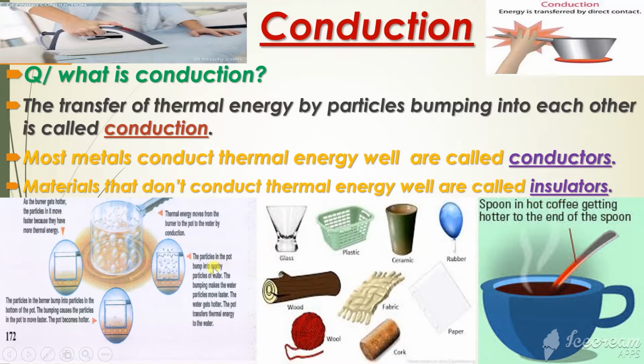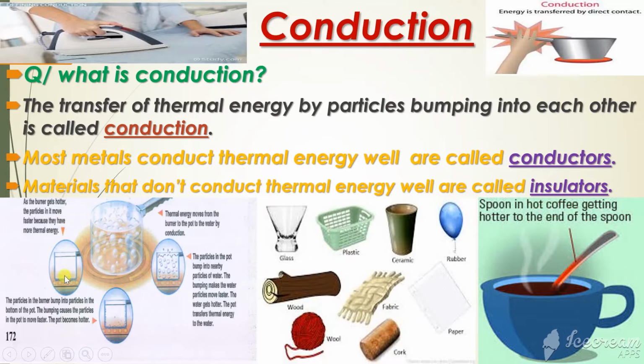Please look at this picture. Thermal energy moves from the burner to the pot to the water by conduction. The particles in the pot bump into nearby particles of water. The bumping makes the water particles move faster. The water gets hotter. The pot transfers thermal energy to the water.